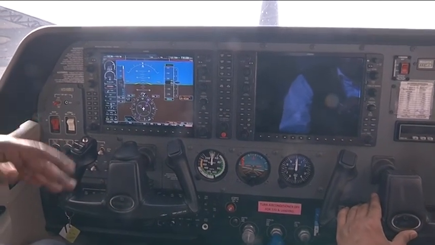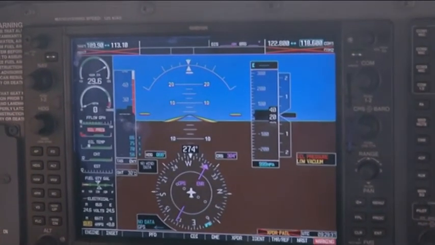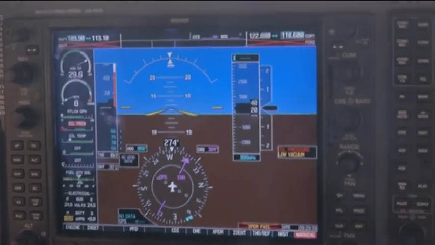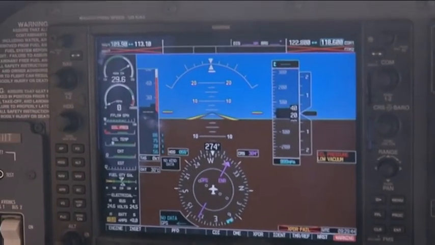So like that, we'll be discussing while we will be doing the flight. Let's go for a flight now. Captain Dhaiya will initiate the flying process. So then we can start our aircraft.